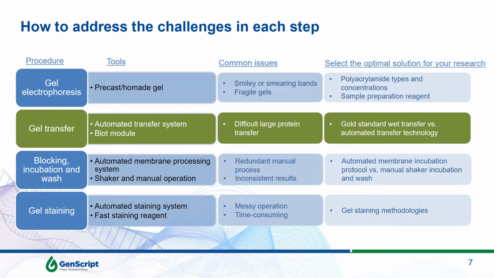So after gel electrophoresis, gel transfer is the second procedure in Western blotting. Related tools are automated transfer systems or traditional wet transfer, the blot module. The most common issue in this step is the difficulty in transferring large proteins. In order to find the optimal solution for this gel transfer procedure, let's first take a look at the comparison chart between gold standard wet transfer and automated fast transfer device.